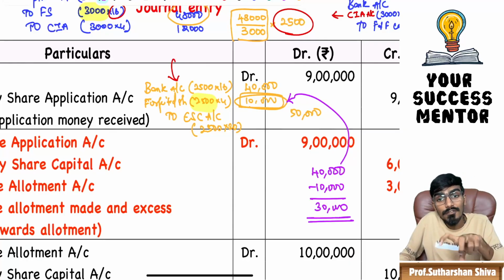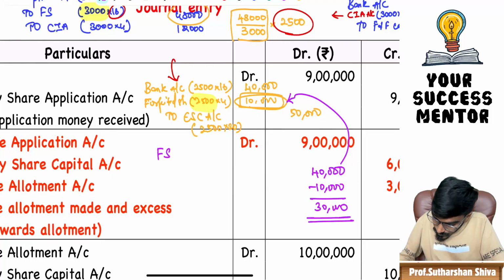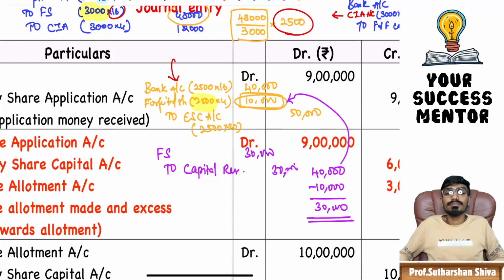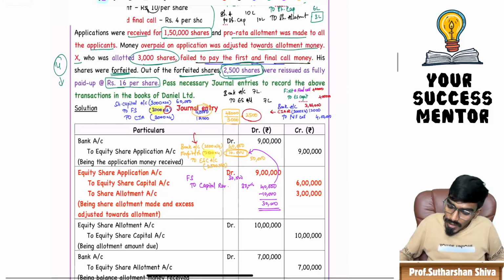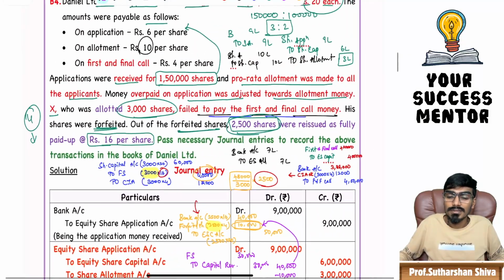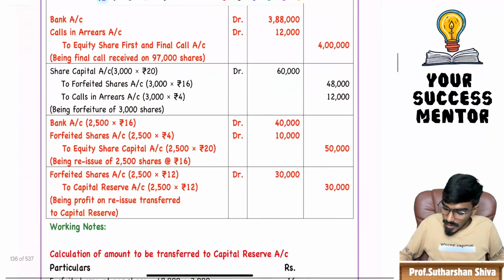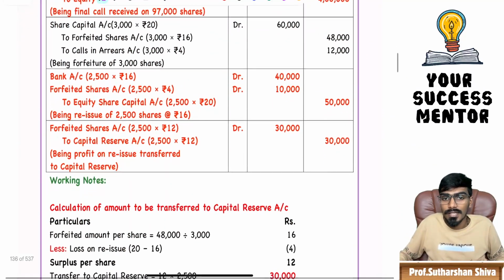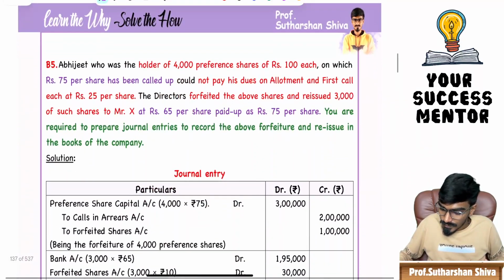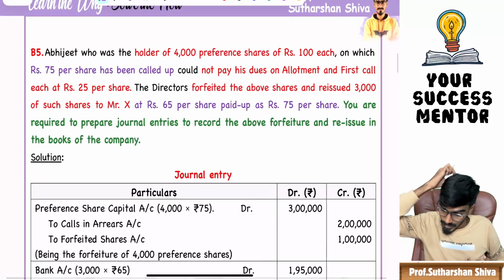So what is the entry for the gain on forfeiture or gain on reissue? Share forfeiture account debit to capital reserve 30,000. Are you able to understand this? Yes, sir. If you do like this, you will be getting 15 marks. Are you able to understand? Yes, guys. The other parts have already been highlighted. You just refer to it. Now come to the next question.